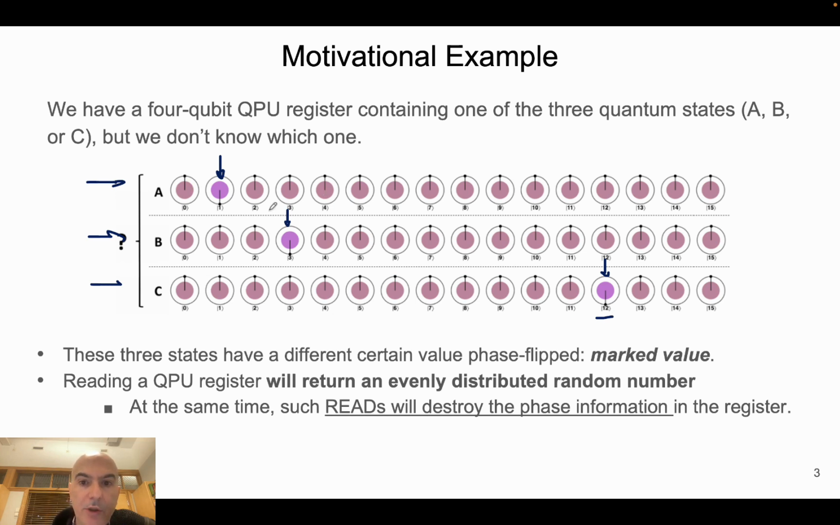Obviously, if you measure these different configurations, all these states will be equally probable. All these states will have the same probability of being measured. And the measurement also destroys all the phase information, so the relative phase will be completely unavailable.